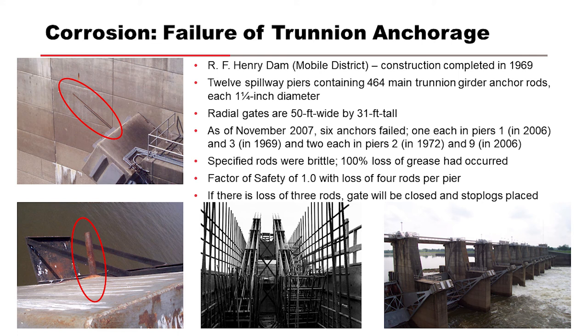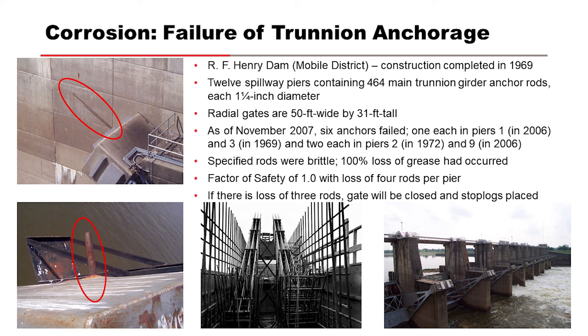Another failure mode that can happen is failure of the trunnion anchorage, and this can happen due to corrosion. So what we see here is these radial gates. When the load goes into that trunnion, as you see in the bottom right picture, it goes into the trunnion hub, the trunnion assembly, and all those loads have to get transferred into the pier. And in this case, the pier doesn't extend downstream to transfer that load, so you have to put in these anchor rods that go into the dam. And that's what you can see in the middle picture.